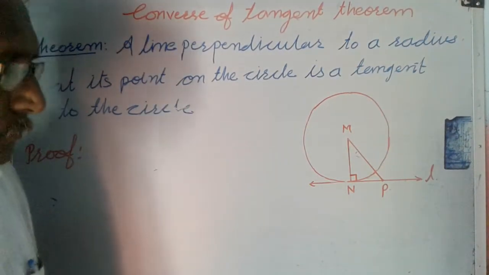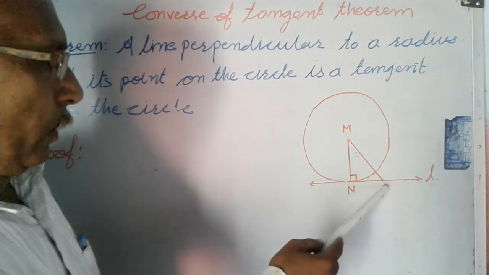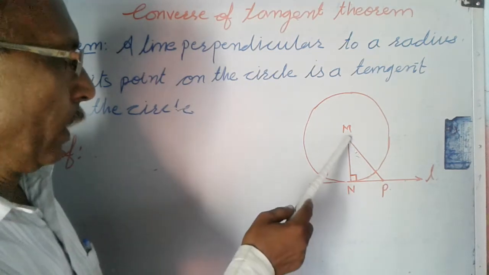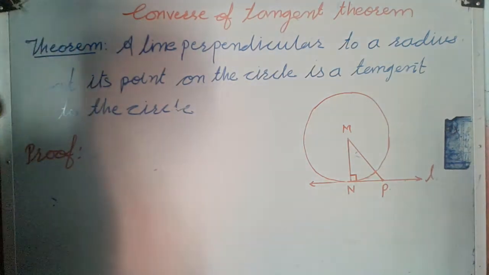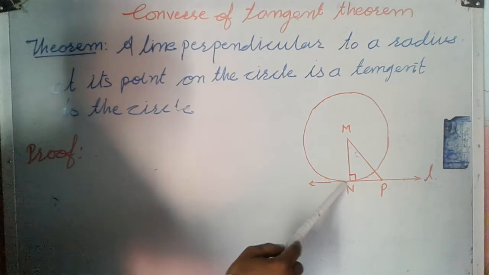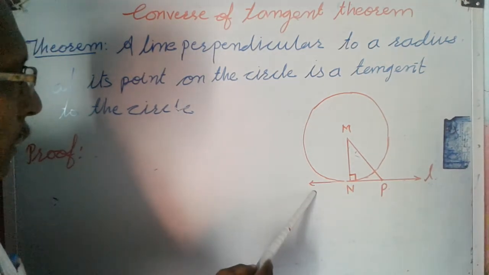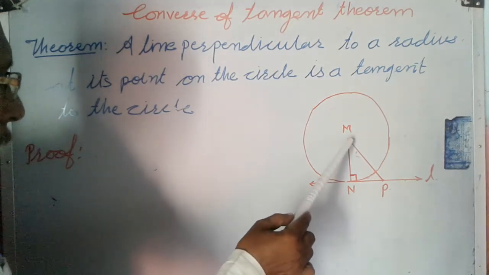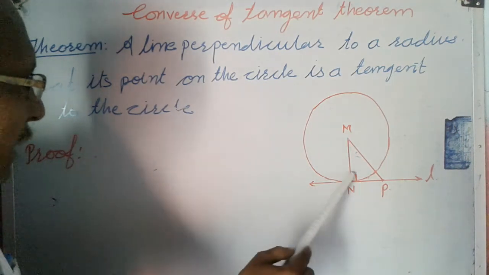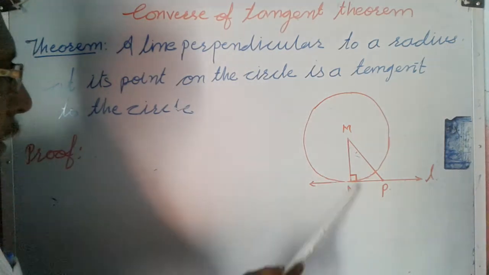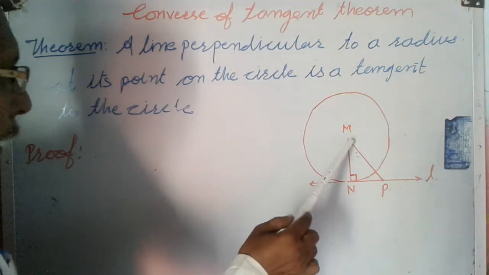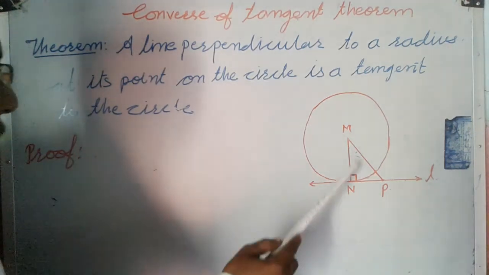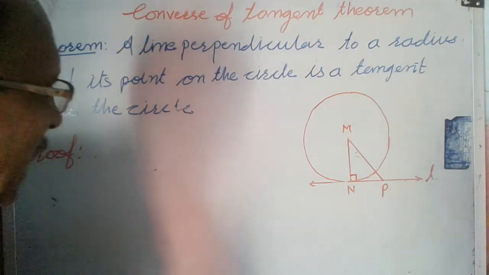Now see here, we have taken any point P on line L other than N and we have joined segment MP, and it is given that MN is perpendicular to line L. That means angle MNP is a right angle and triangle MNP is a right angle triangle.